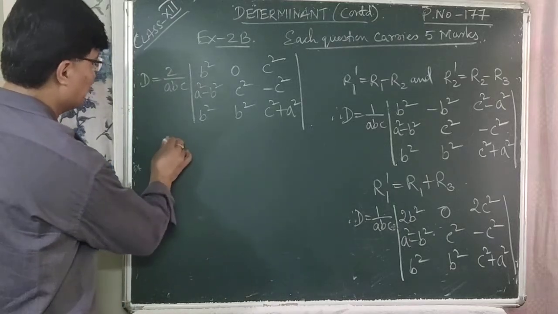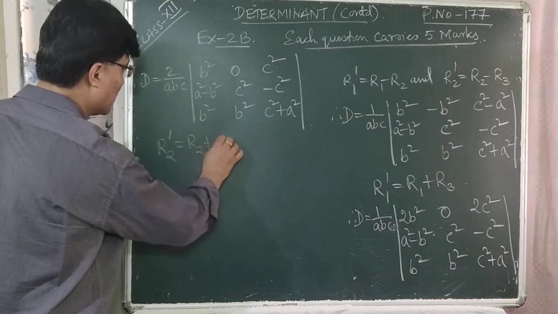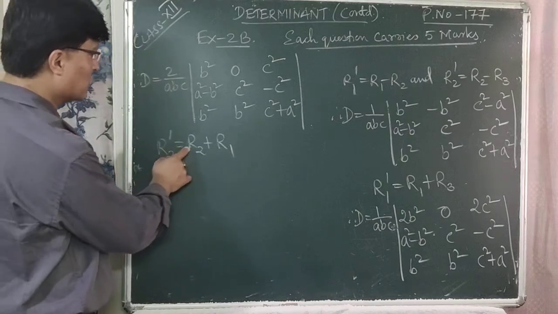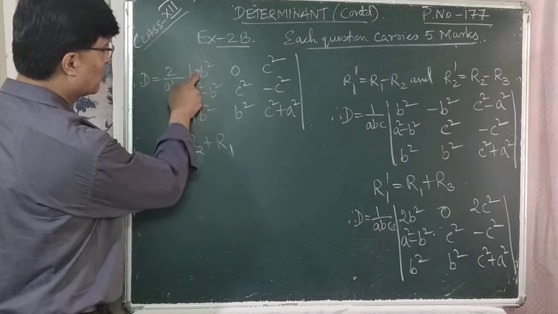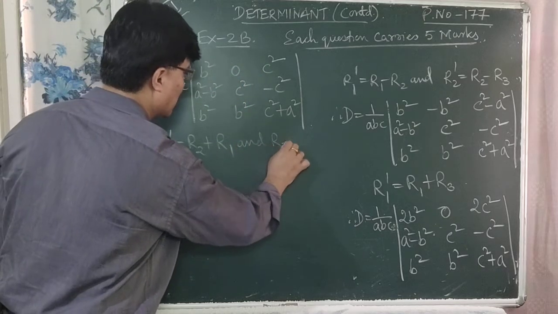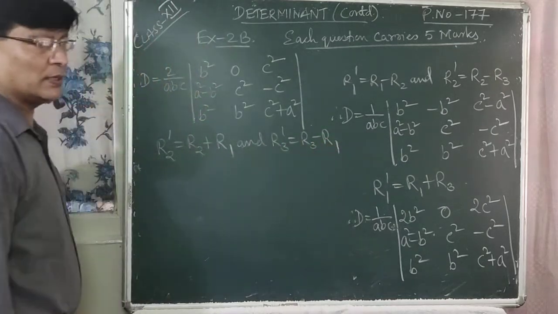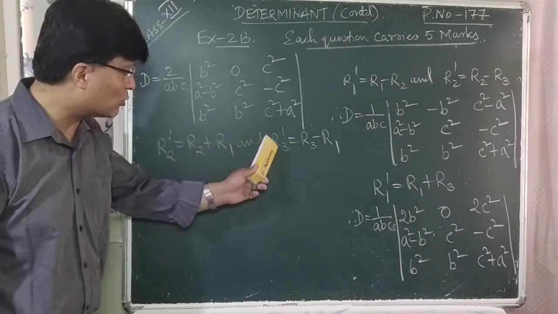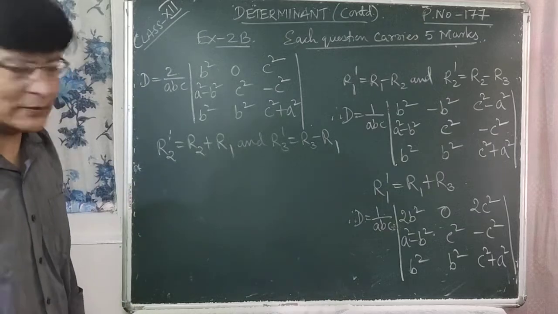So let us do R2 dash is equal to R2 plus R1, right? And what is R3 dash? R3 dash is equal to R3 minus R1. In this case, it is R2 dash equal to R2 plus R1, but in row 3 dash, you should do R3 minus R1. Is that clear?